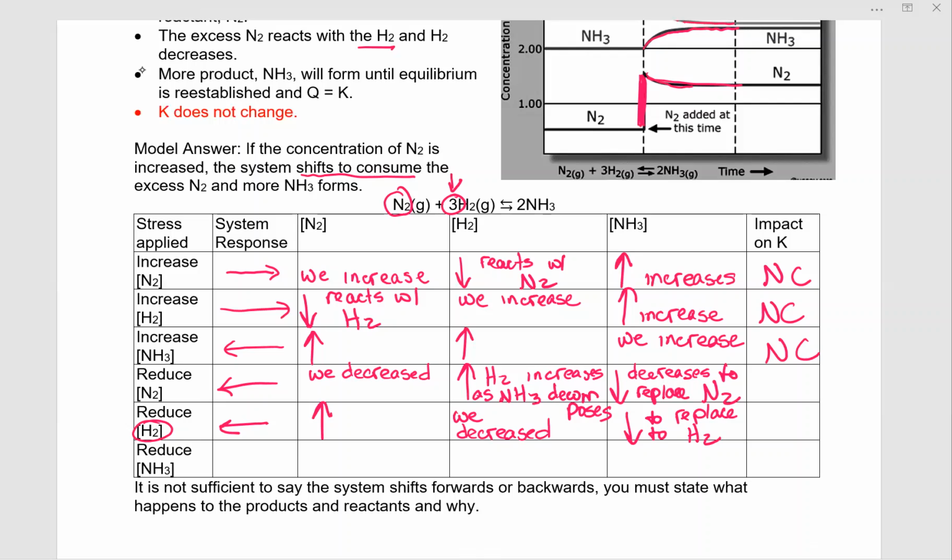The last thing that we are going to do is to reduce the amount of ammonia. So now we're reducing the amount of ammonia, which means that the reaction needs to shift forward to replace ammonia. When that happens, our nitrogen and our hydrogen have got to decrease in order to react together to produce more of the ammonia. So we have no change in our values of K.